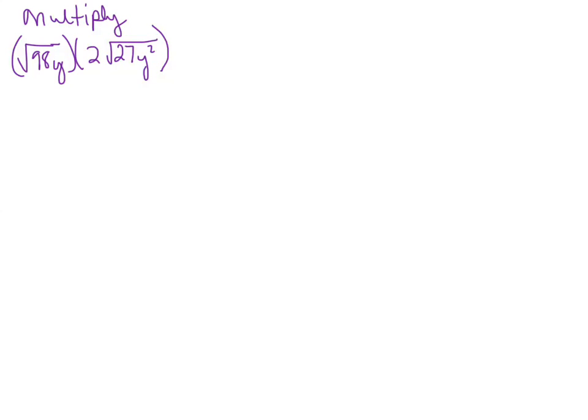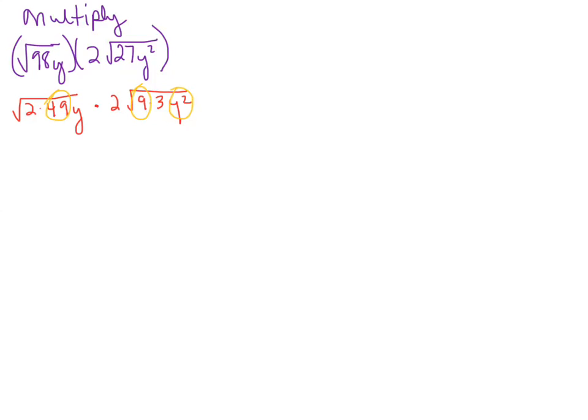Multiply the square root of 98y times twice the square root of 27y squared. Well, the first thing I'll do is look at each square root and see if there's any perfect square factors. 98 has 49 as a perfect square factor, so I'll rewrite it as 2 times 49 times y. And then I still have the 2 out front of the other one, but then 27 can be rewritten as 9 times 3, and then y squared is already a perfect square factor.